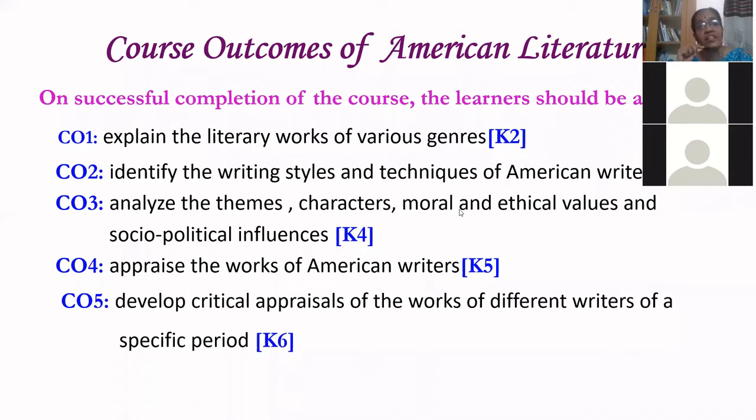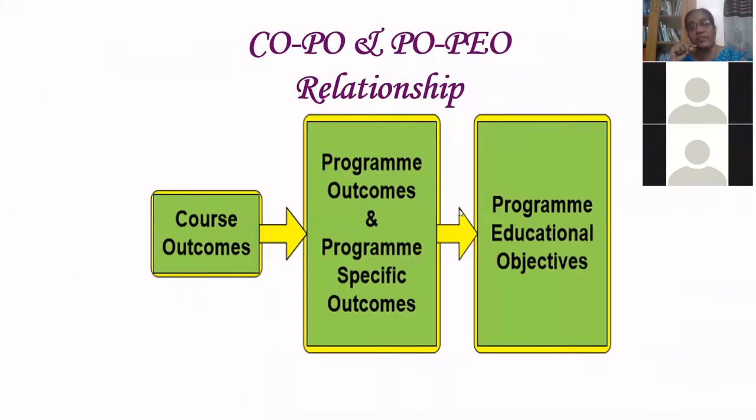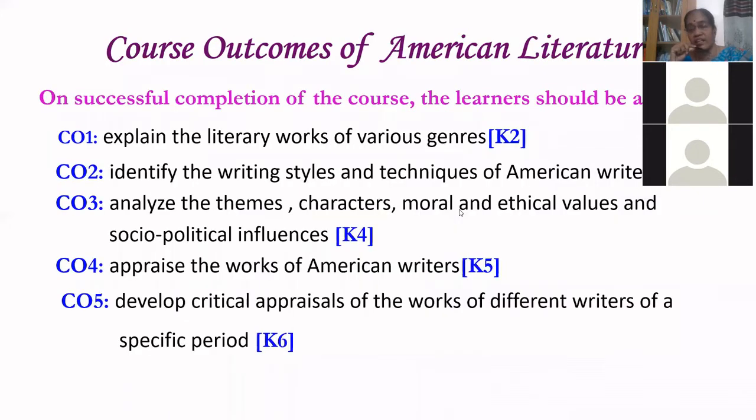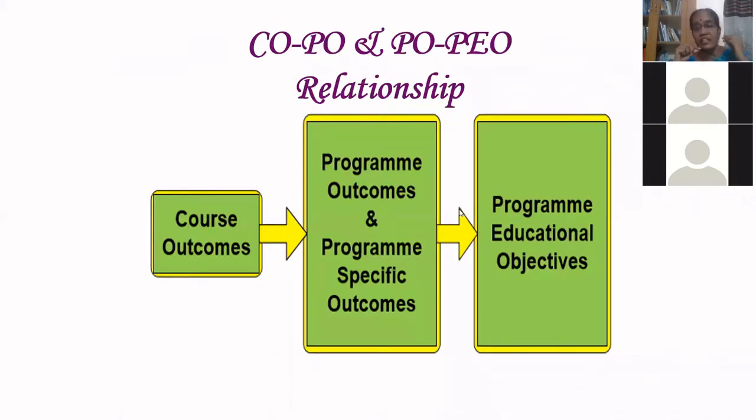So likewise, we can decide on the course outcomes depending on the syllabus you frame for the course. So these are some examples I wanted to give to you as examples of course outcomes. And what is the relation between our CO, PO, and PEO?